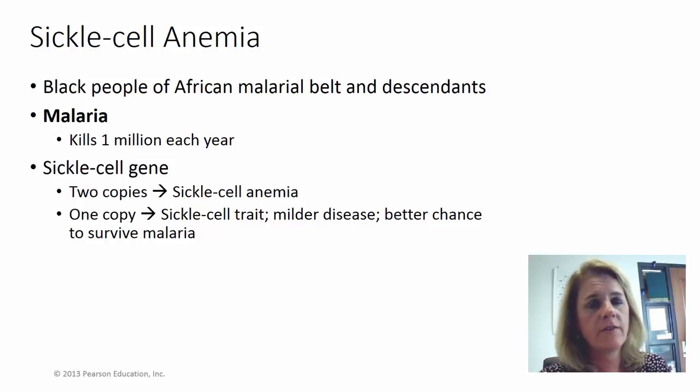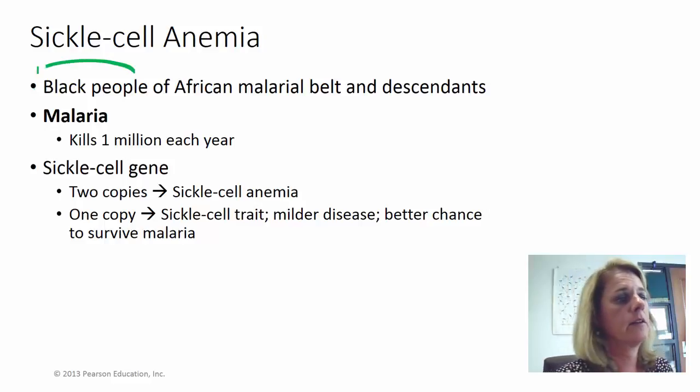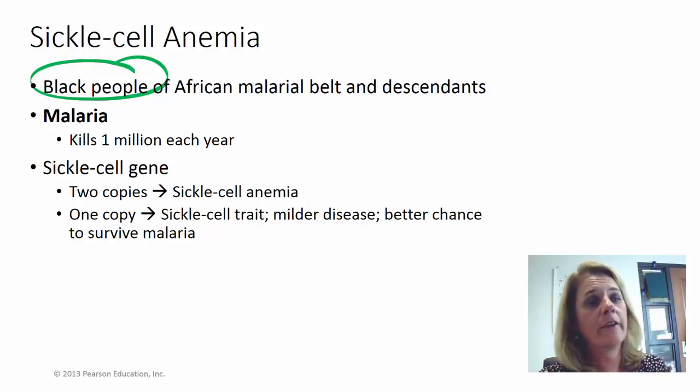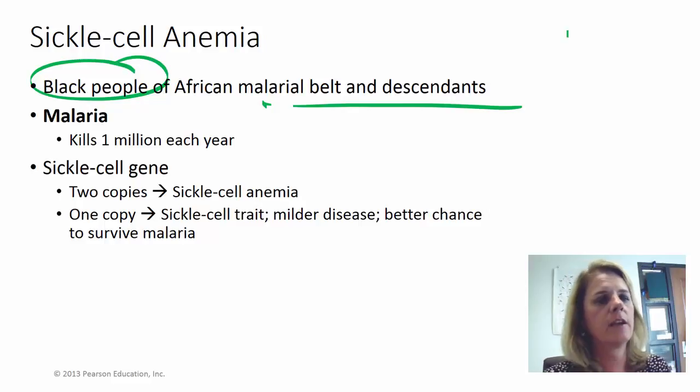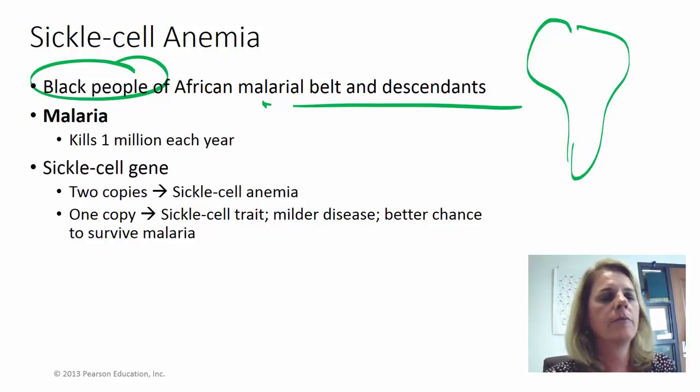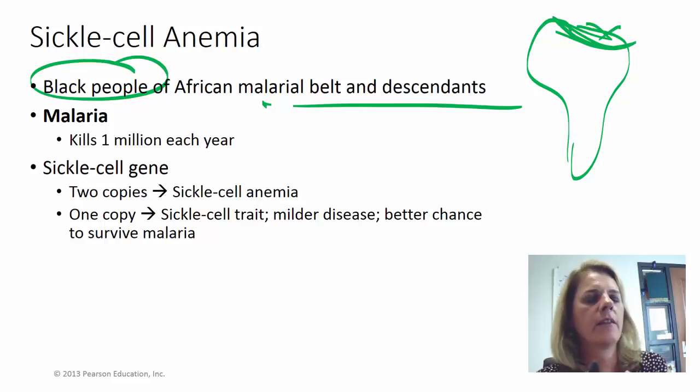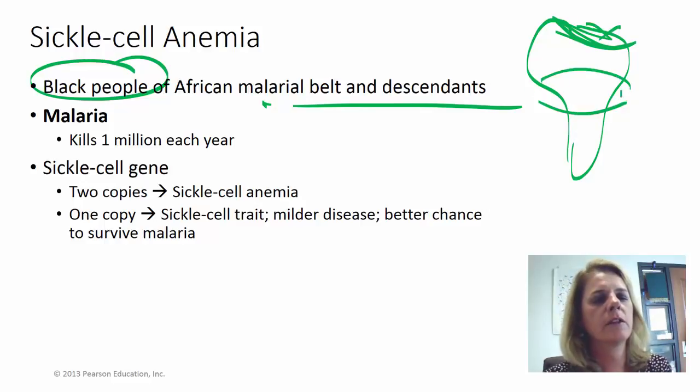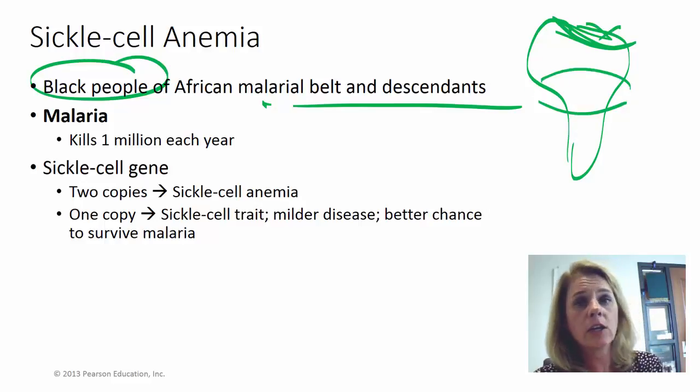It's genetic, and it kind of comes from Africa. And so you're going to see it in people of African descent, particularly people of color, dark black skinned people of African malarial belt descendants. Okay, so if you think about Africa, it looks kind of like that. So we're really not talking about the Mediterranean, not Egypt and Libya. We're not really talking about that area. We're really talking about this malarial belt around the equator.